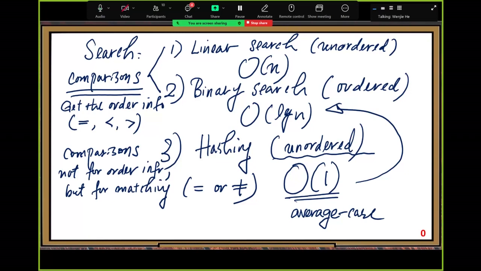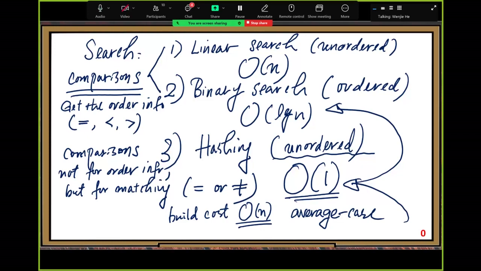But actually, there is a build cost. When you build a hash data structure, you rely on a special data structure. You need to build a hash table. The build cost is big O of n. After you build it, when you do the search, you get average case big O of 1. So that's why this technique is very important.